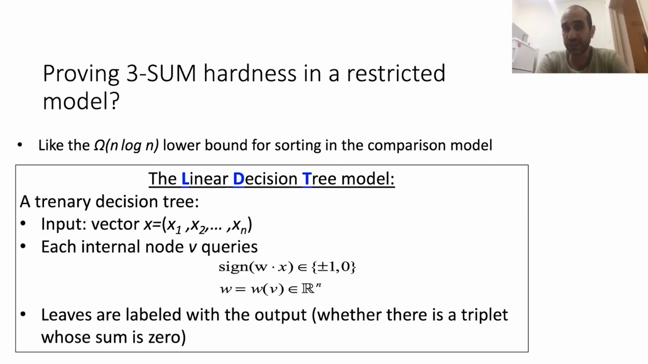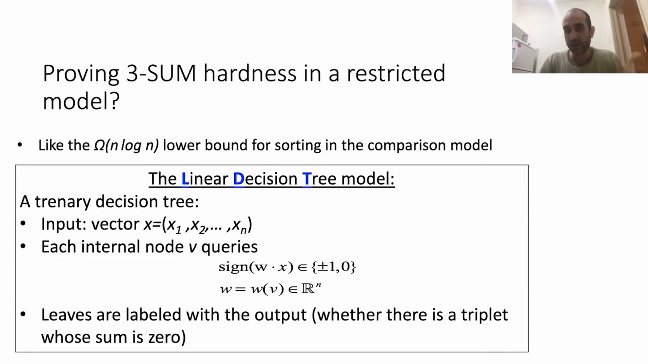So we consider this ternary decision tree model. You get the input, for which you want to determine whether there is a three-sum there, a triplet that sums to 0. And the only access you're allowed to the input is basically to take a linear combination of the input and to ask what is the sign of this linear combination.